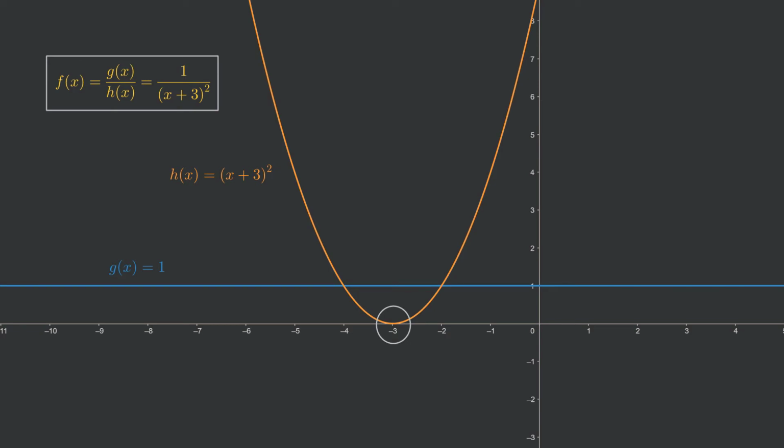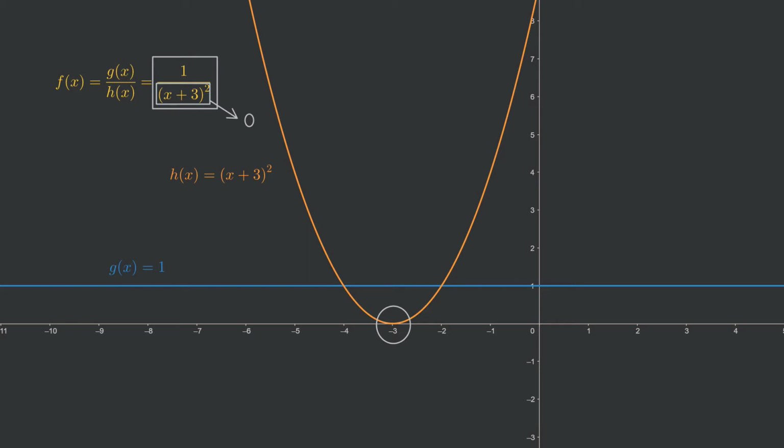To figure out what happens, let's have a closer look at this expression. The numerator is 1 and stays 1, no matter which value we choose for x. The denominator, however, tends to 0 when x tends to -3. So because the numerator is constantly 1 and the denominator goes to 0 when x tends to -3, the fraction, that means f of x, tends to infinity as x tends to -3.